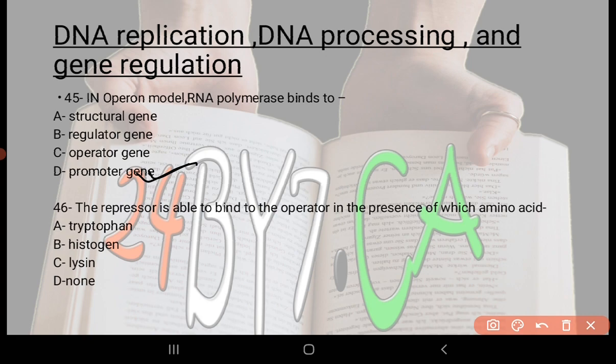Next question. The repressor is able to bind to the operator in the presence of which amino acid? A. Tryptophan, B. Histidine, C. Lysine, or D. none? So the right answer is option A, tryptophan. The repressor is able to bind to the operator in the presence of the amino acid tryptophan.